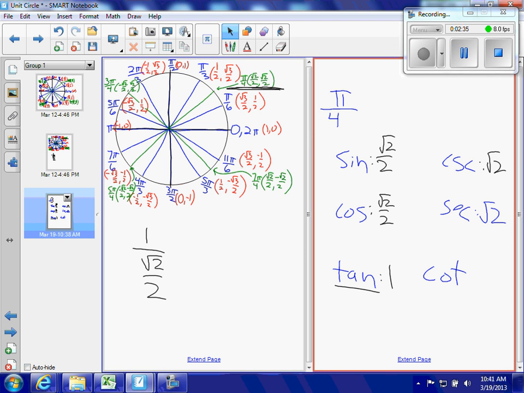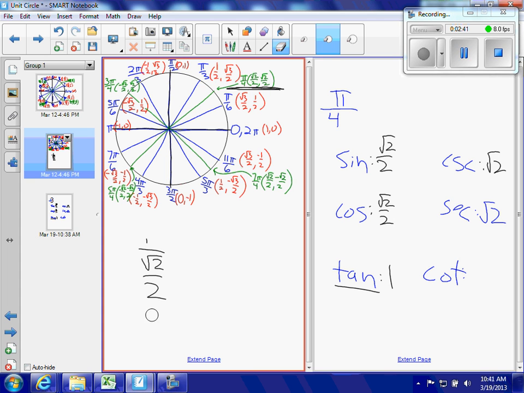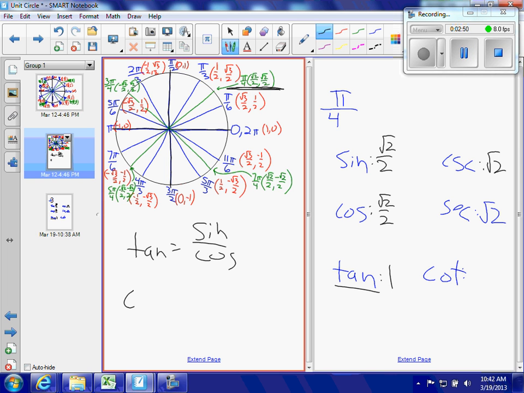And then cotangent, well, cotangent is 1 over tangent. But I'm going to encourage you to look at cotangent as a little bit different. If tangent is equal to sine over cosine, then cotangent is equal to cosine over sine. You'll see in another couple problems why that's important. But in this case, it doesn't make any difference. Sine over cosine, cosine over sine. It's both one thing divided by itself, so cotangent is 1.